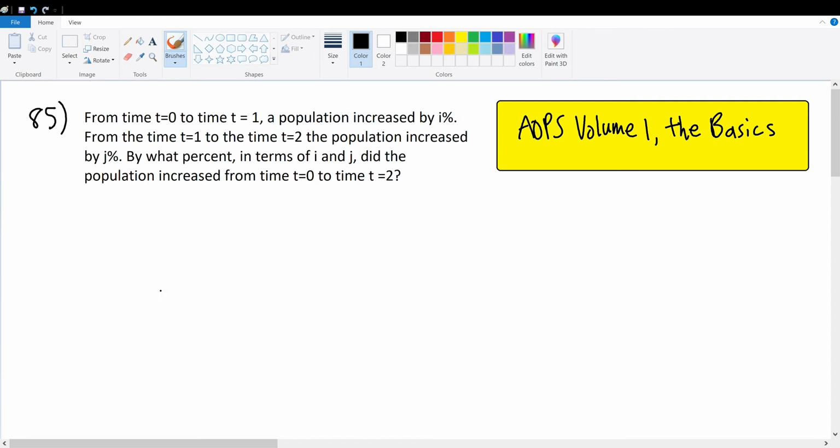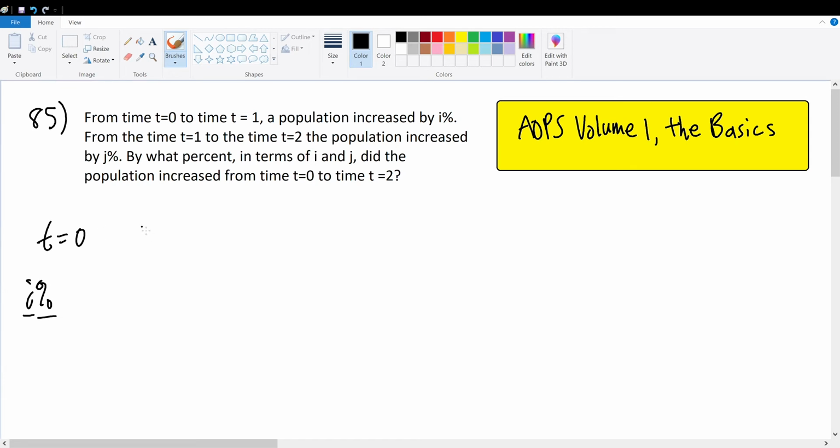So this question is just testing us on our understanding of a percentage. Just write down what it tells us and it will help us solve this question. So when time t equals 0, it tells us a population increased by I%. But how are we supposed to represent I%? And what does it mean to be a percentage? That just means I divided by 100. That is just the definition of a percentage.